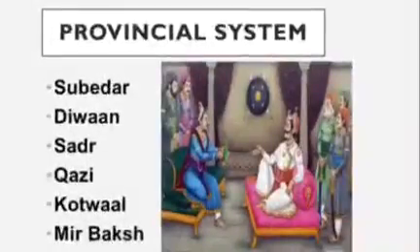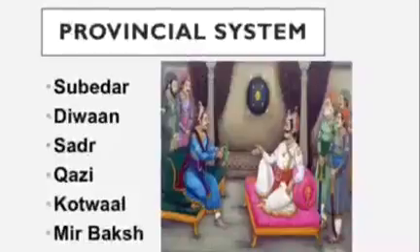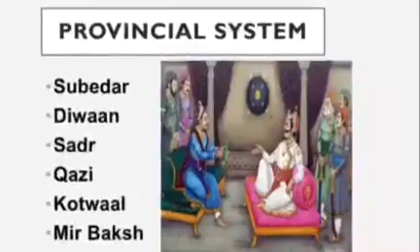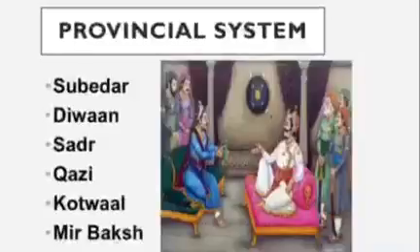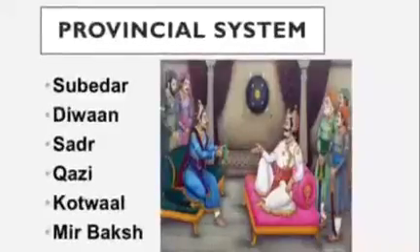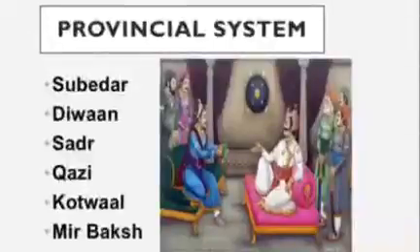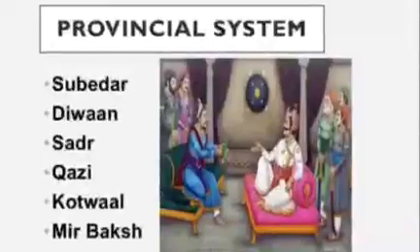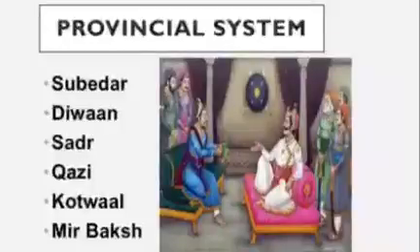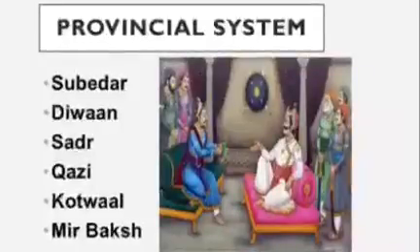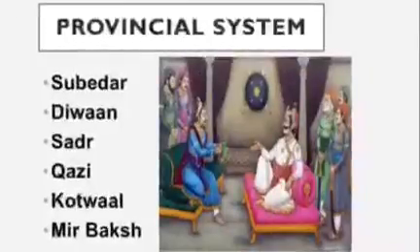So let's talk about the provincial administration. Under the rule of Mughal Emperor Akbar, the whole kingdom was divided into 15 subas or provinces to manage the administration without any problems. These subas were allotted to officials who kept a close account of all the activities that took place.